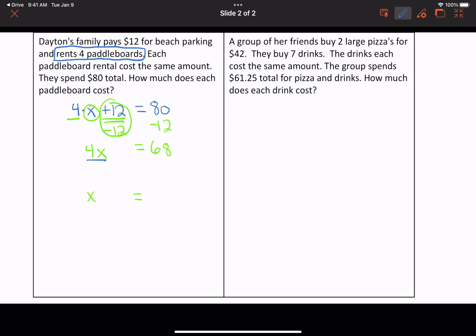Next thing is to divide by 4 to get rid of the coefficient 4 because that's multiplying. We undo it with division. 4 divided by 4 is 1, leaving us with 1x equals 68 divided by 4, which is 17. So the paddleboards each cost $17 to rent.